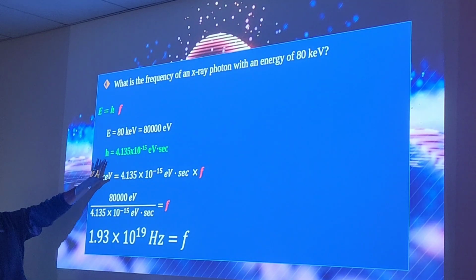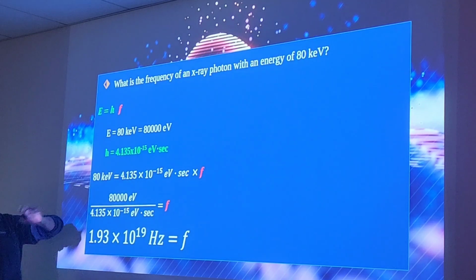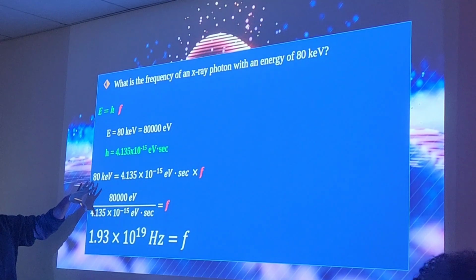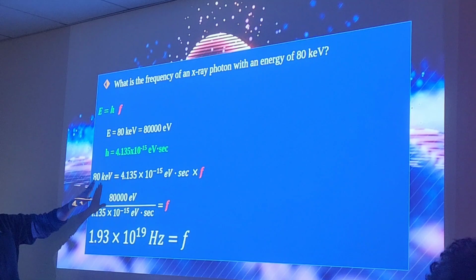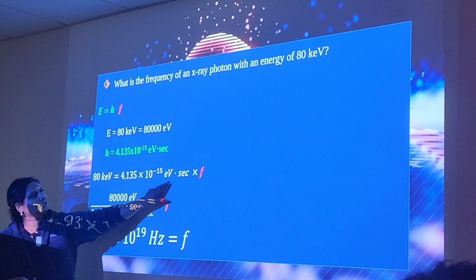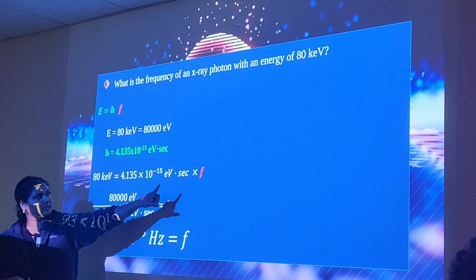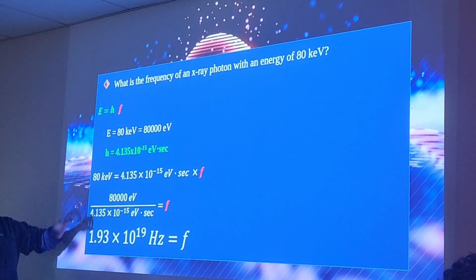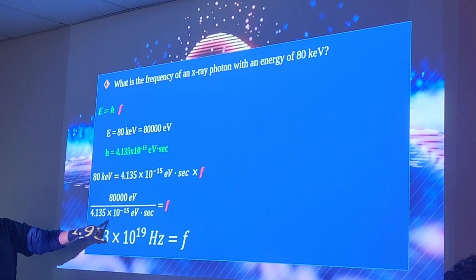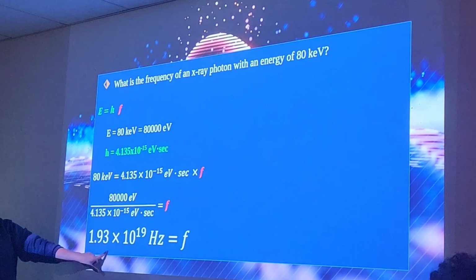And then we know H is our Planck's constant, so we're just going to plug it into the equation. If we were to write it exactly as the formula says, it would be 80,000 eV equals our Planck's constant times our frequency. And then divide both sides by our Planck's constant, which is what is written here. 80,000 divided by our Planck's constant. And that would give you the answer to what our frequency is.